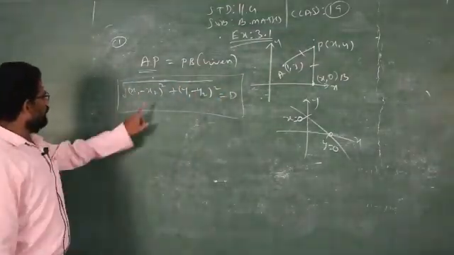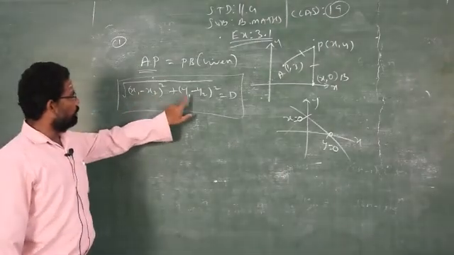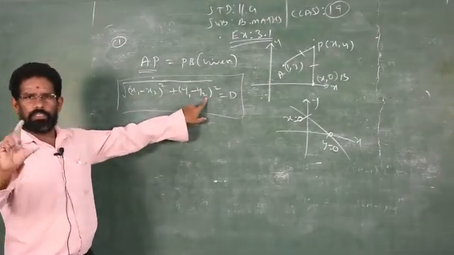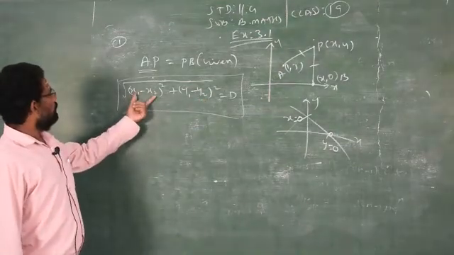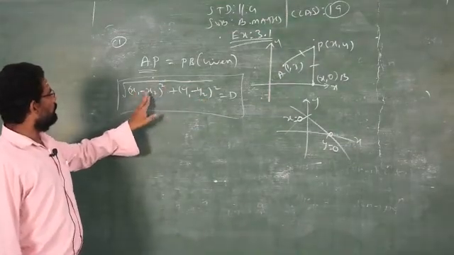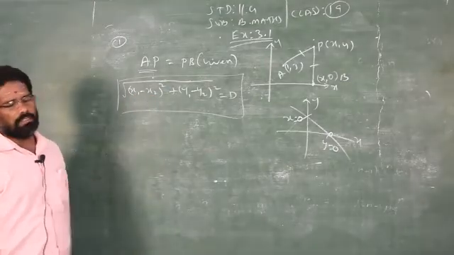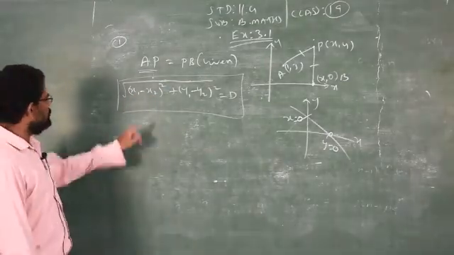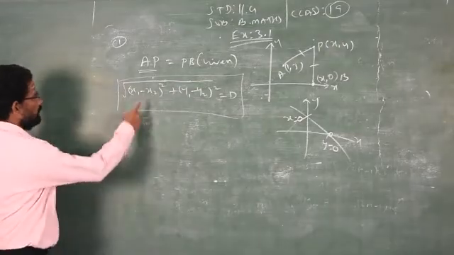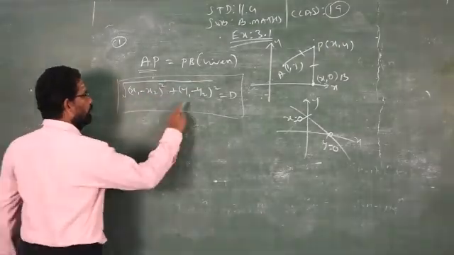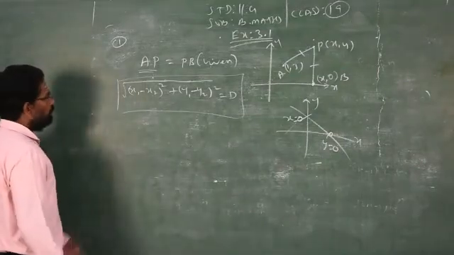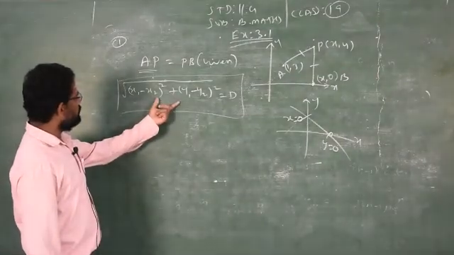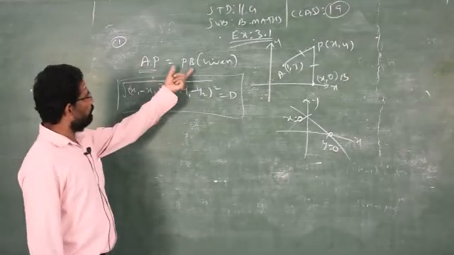Some of you may write (x2 minus x1) the whole square, (y2 minus y1) the whole square. That is also correct. I did not say that is wrong, because the term has power 2. Even if you interchange these two, the final result will always be positive, because it has power 2. So (x2 minus x1) the whole square plus (y2 minus y1) the whole square is also correct. Nothing wrong. Now I am going to use this distance formula to find AP and PB.